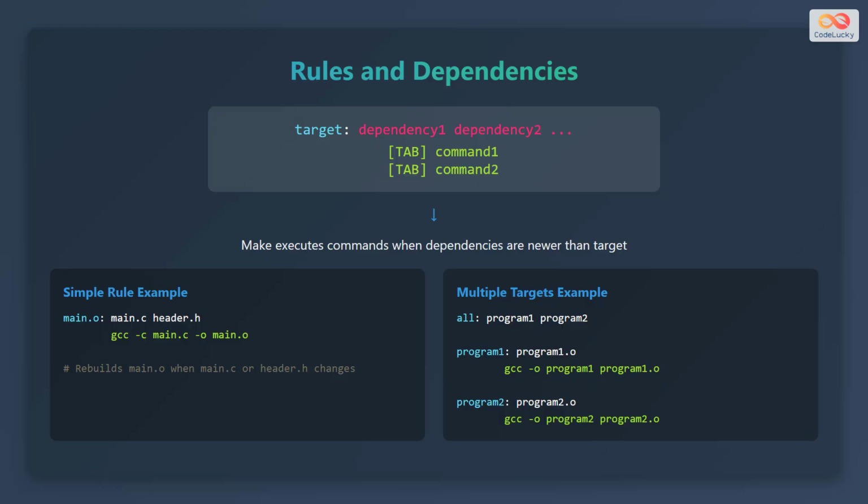Here are some examples. In the simple rule example, main.o depends on main.c and header.h. The command rebuilds main.o when main.c or header.h changes. In the multiple targets example, all depends on program1 and program2. Program1 depends on program1.o, and the command gcc -o program1 program1.o links it. Similarly, program2 depends on program2.o, and the command gcc -o program2 program2.o links it.